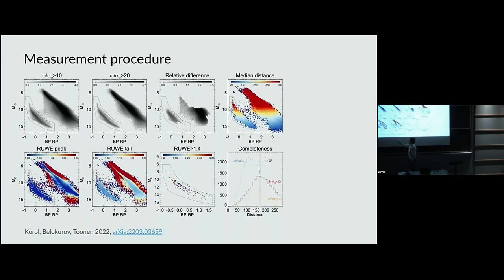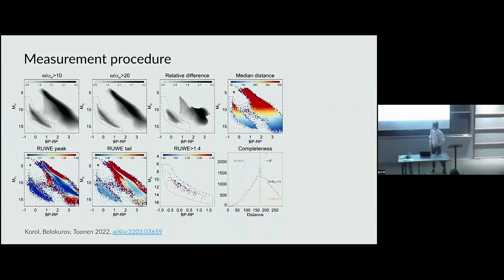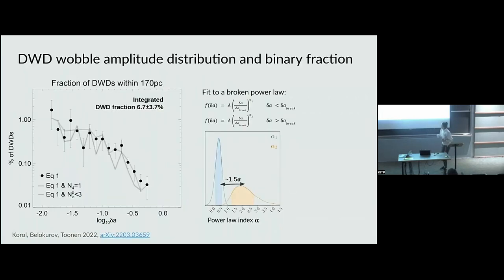So this is where the peak of the population is, this is our background sources, and then how the outliers behave. But the most important detail is that we limit ourselves to look at the sources with the absolute magnitude between 8 and 13, and that's because this sample is complete up to a distance of 170 parsec. So this is the result.